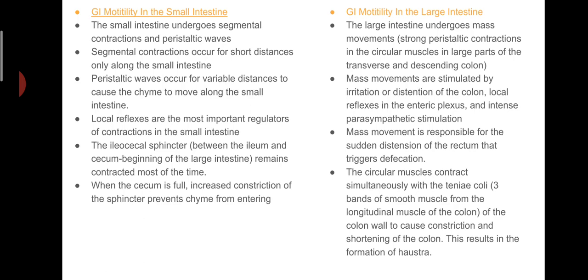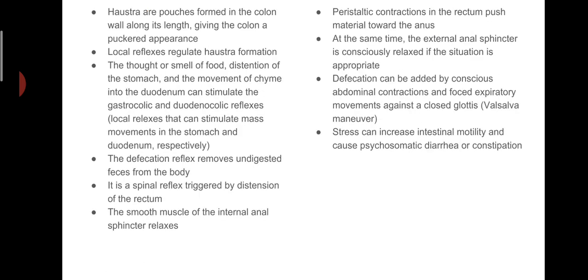The circular muscle contracts simultaneously with the taeniae coli of the colon wall to cause constriction and shortening of the colon. This results in the formation of haustra. Haustra are pouches formed in the colon wall along its length, giving the colon a puckered appearance. Local reflexes regulate haustra formation. The thought or smell of food, distension of the stomach, and the movement of chyme into the duodenum can stimulate the gastrocolic and duodenocolic reflexes.